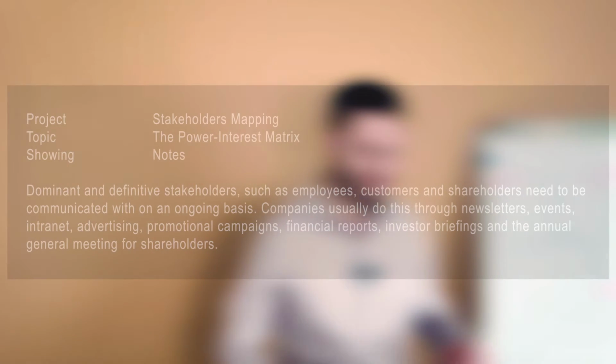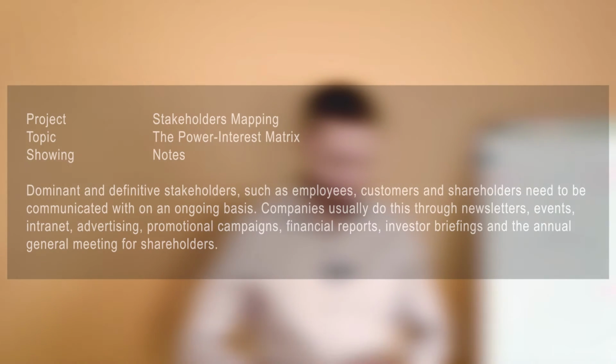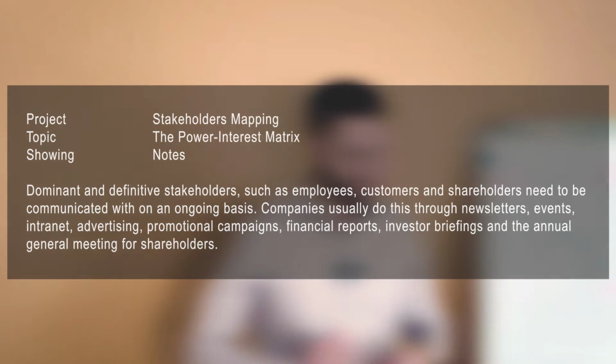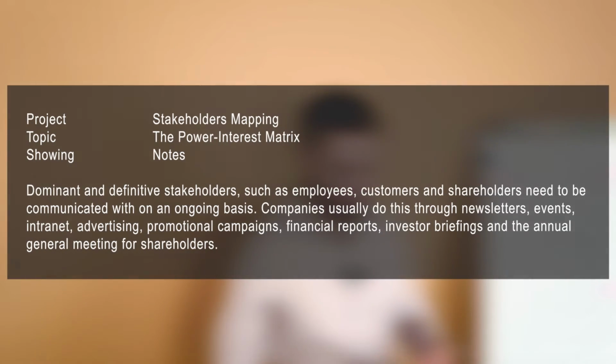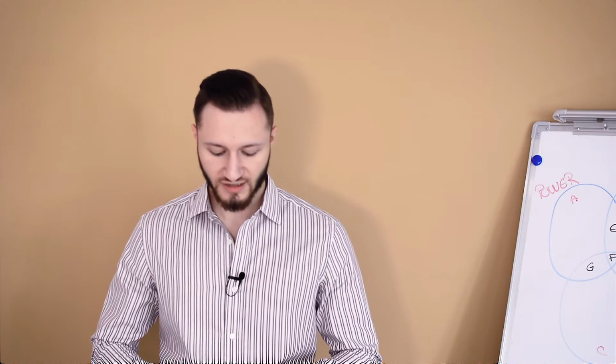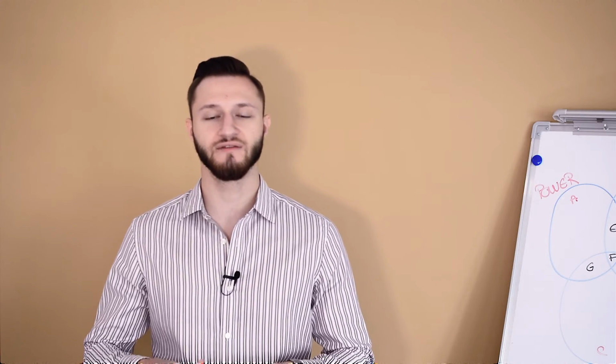For example, dominant and definitive stakeholders such as employees, customers, and shareholders need to be communicated with on an ongoing basis. Companies usually do this through newsletters, events, intranet, advertising, promotional campaigns, financial reports, investor briefings, the annual general meeting for shareholders, and so on. When we think about the latent stakeholders, so the dormant stakeholders, the demanding and the discretionary stakeholders, the companies don't usually invest a lot of resources in communicating with them.